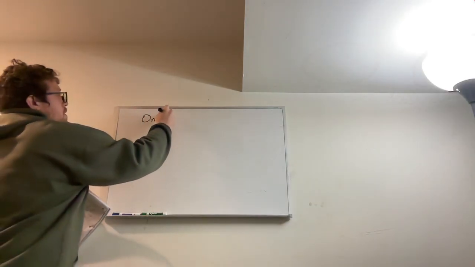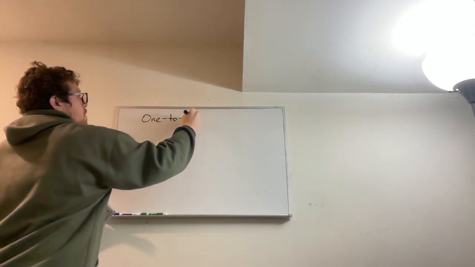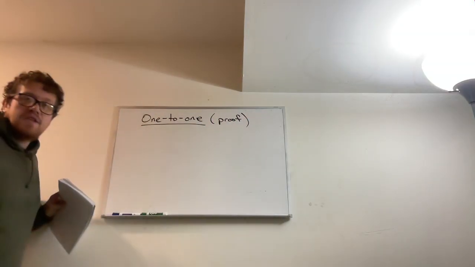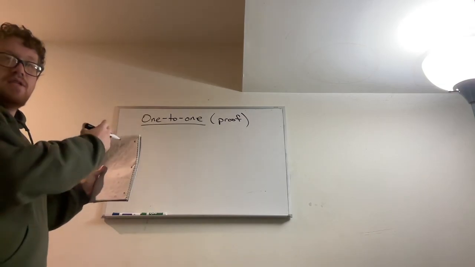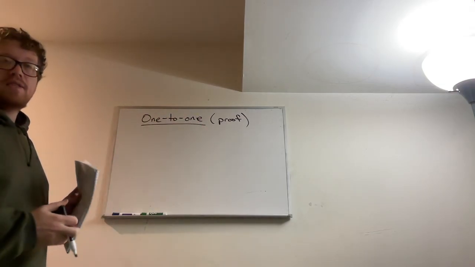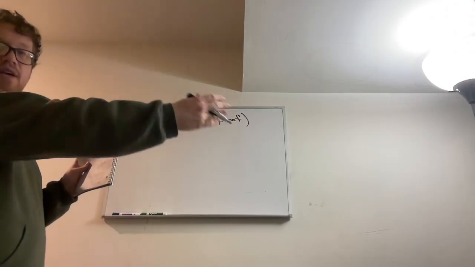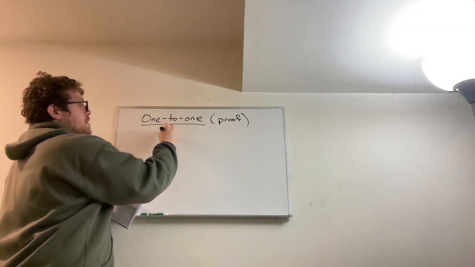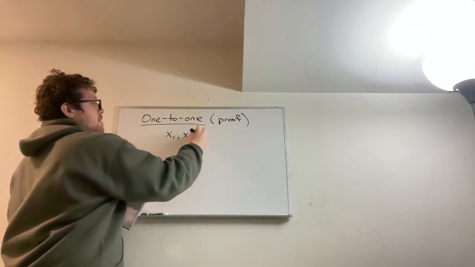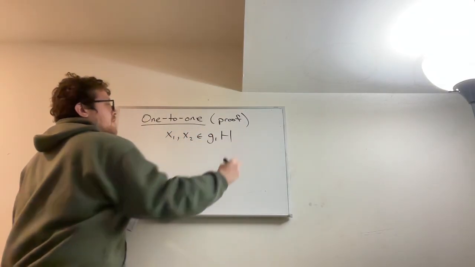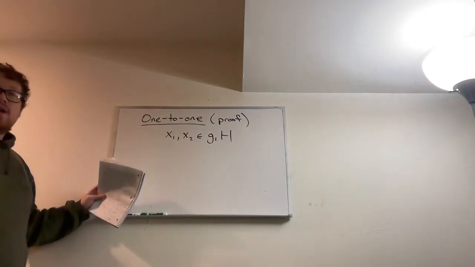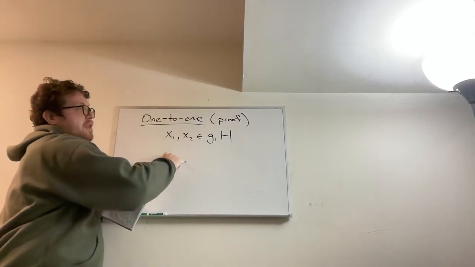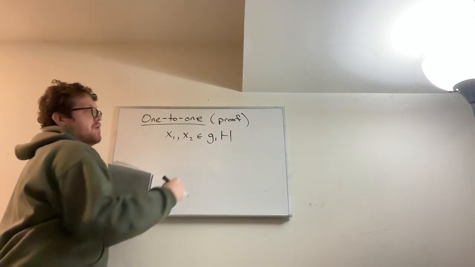So to prove 1-to-1, we need to take two elements from the first coset, send them through the map, and see that if they're different elements, they get sent to different elements. So if I pick two elements x1 and x2 in little g1H, two elements in the domain, if they're not equal to each other, then their images under the map should not be equal to each other.